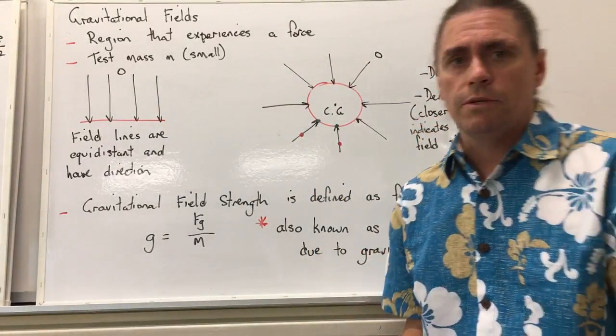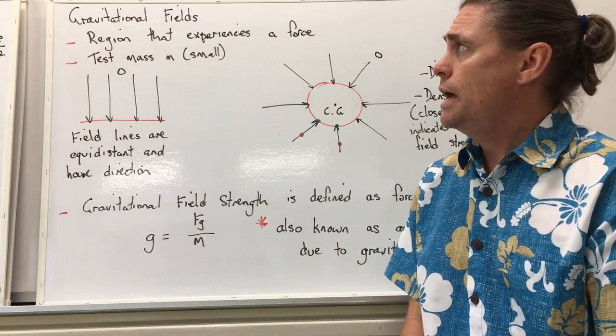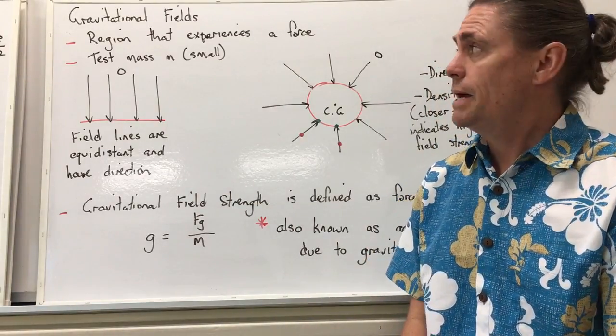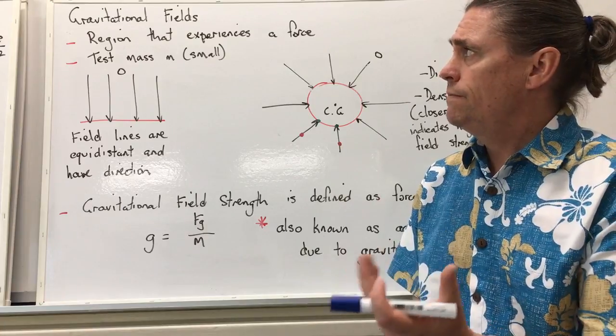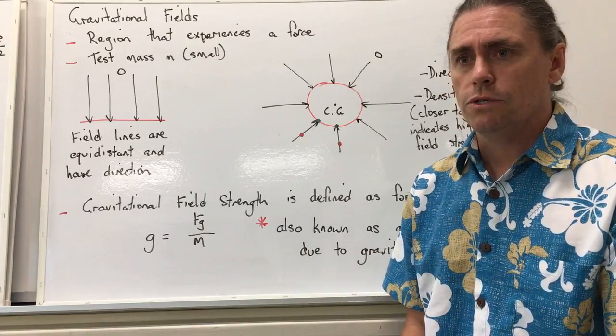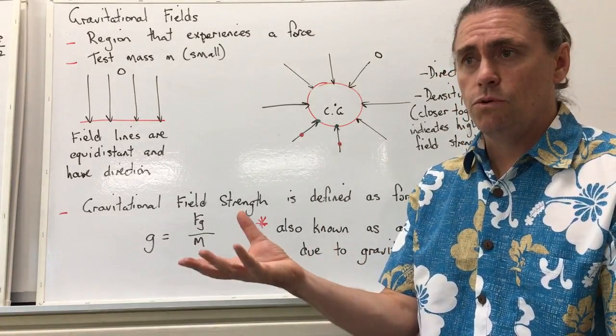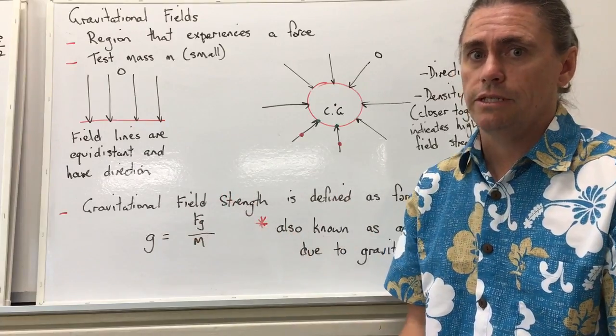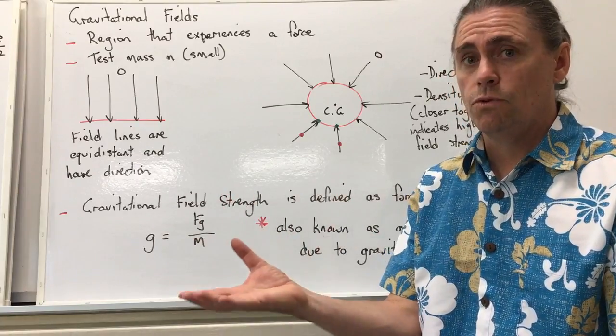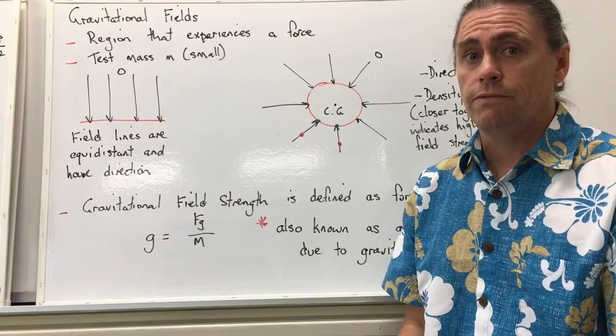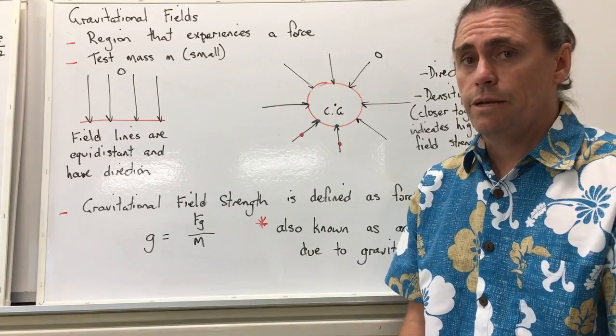Have a look at this concept of gravitational fields and how we might represent those fields diagrammatically. So we define a field as a region that experiences a force. We can have an electrostatic force and we can represent an electrostatic field. We can have a magnetic force, we can represent that as a magnetic field. We can also do the same with gravity.